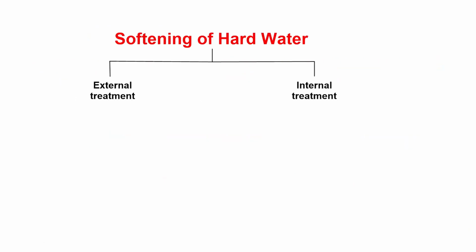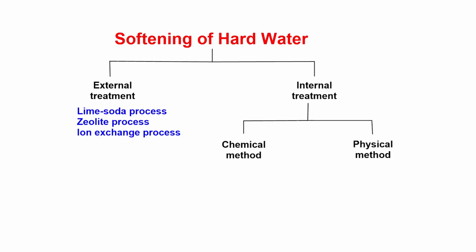Before water is fed to the boiler, we require softening of hard water. There are external treatment processes and internal treatment processes for softening of hard water. External treatment processes are lime soda process, zeolite process, and ion exchange process. Whereas internal treatment processes, which take place inside the boiler, include chemical methods and physical methods.